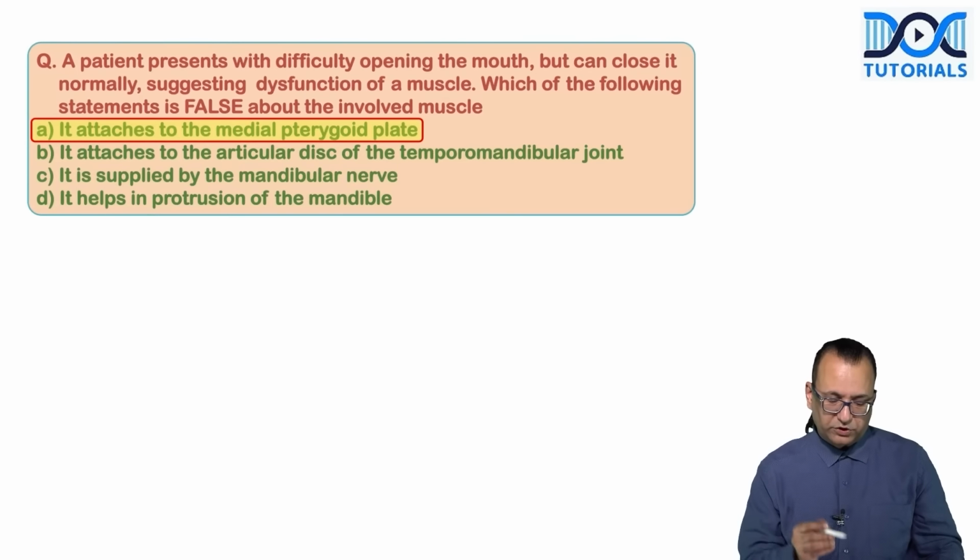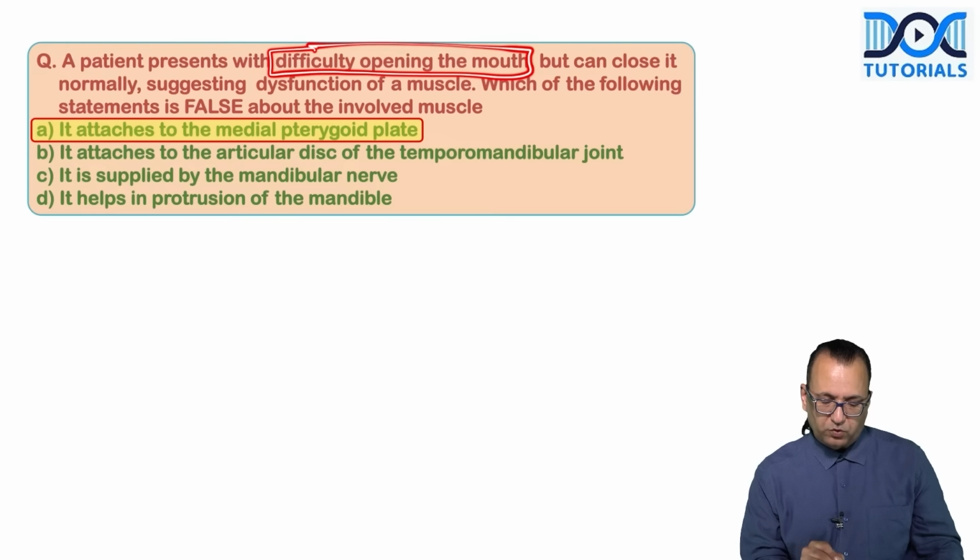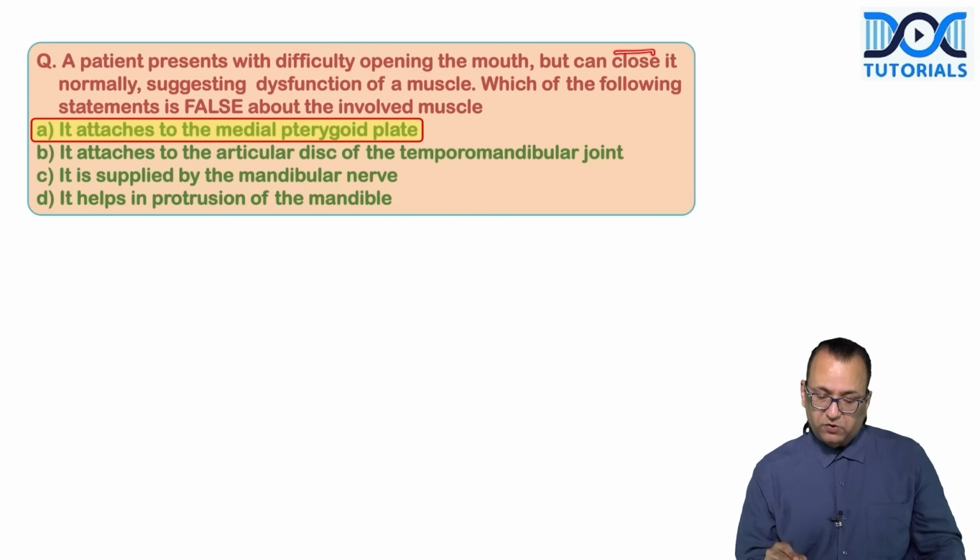That is why in this question, patient having difficulty opening the mouth. There are three muscles which open the mouth. One of them is lateral pterygoid. Other two, you know, mylohyoid and anterior belly of digastric, but all supplied by mandibular nerve. Now closing is okay. So MTM elevators are working.